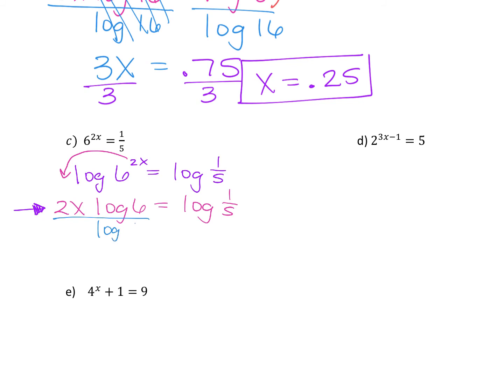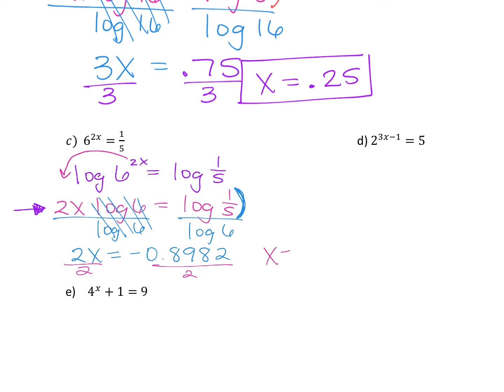Yeah, divide by log 6 on both sides. Okay, don't forget your parenthesis behind the 1/5. Plug that into your calculator. Tell me what you get. Negative point, what? 889. I'm going to go 4 decimal places. 8982. Okay, just on all of these, round to 4. It's good practice. So divide by 2, and we get x equals a negative 0.4491.